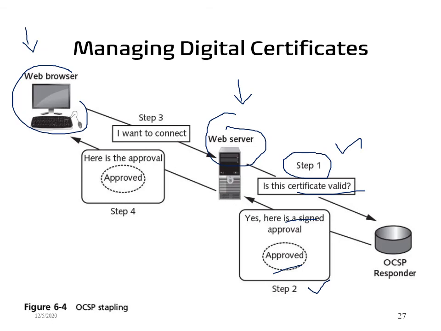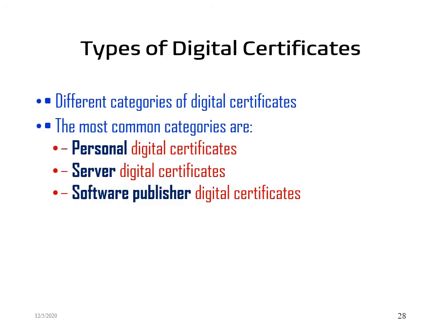So the web server will not take care of verifying that particular certificate, the certificate revocation and all. It has been done by something else, which is actually called the OCSP response. Okay, so this is how OCSP stapling is happening. The individual timestamp is stamped with that revocation list and certificate, so that it has been verified during a period of time. So this is how managing the digital certificate is happening.